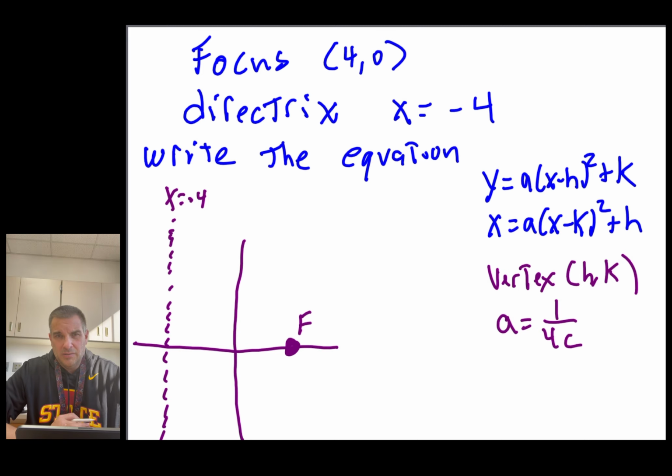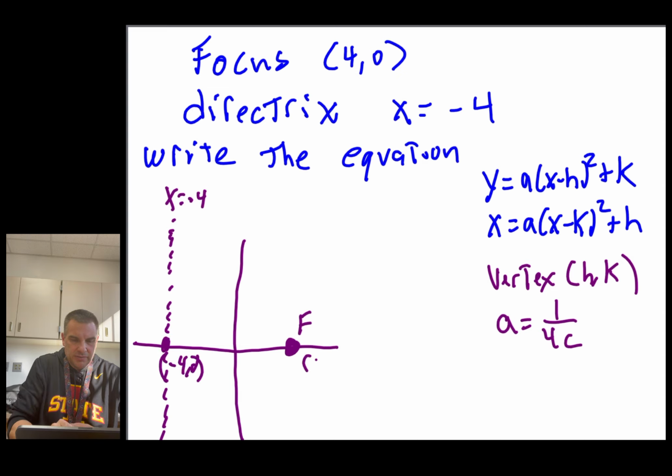Well, we talked about the distance from the focus to the vertex and the vertex to the directrix. We said that those two distances were equal to each other. So doesn't that mean that if I find the midpoint of my directrix and my focus, I have the vertex? Yeah, I do. So I've got this point, essentially (-4, 0). This is the point (4, 0). What's the middle of those? Well, (0, 0). So my vertex, I'm going to put a little V there, that's my vertex.